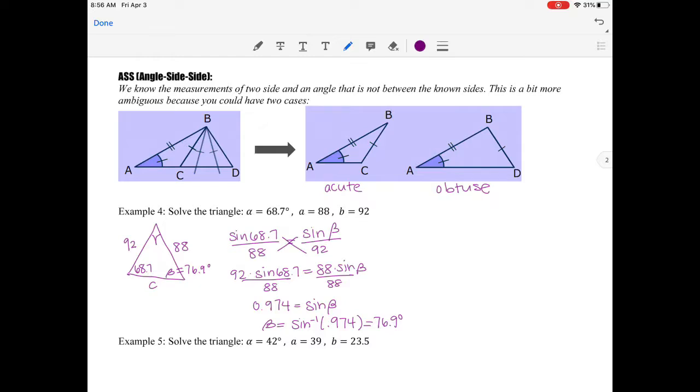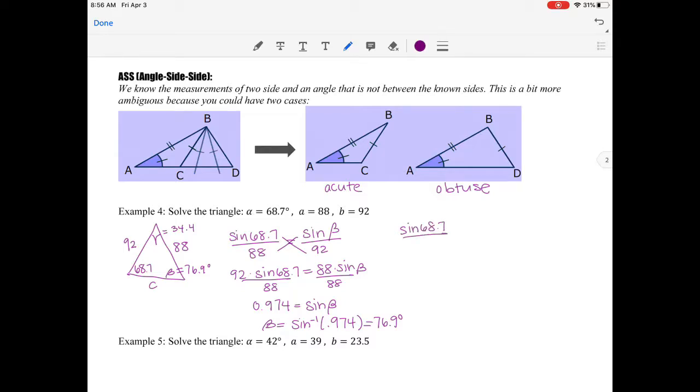And if that's true, then we can solve for the other side. So if I look at the top angle, I'm going to do 180 minus 68.7 minus 76.9, and we get this top is 34.4. So then the last thing to solve for here is this C.